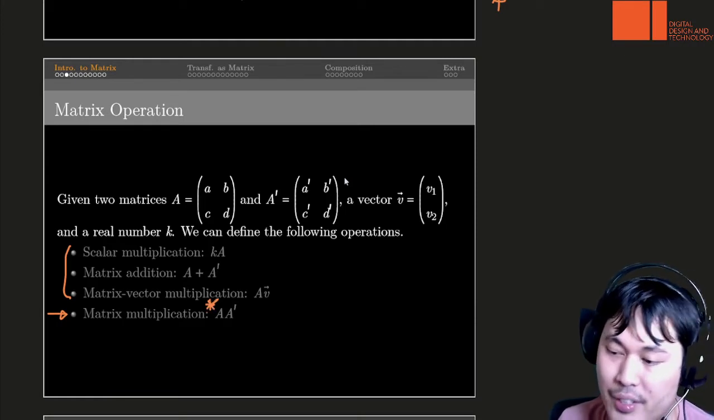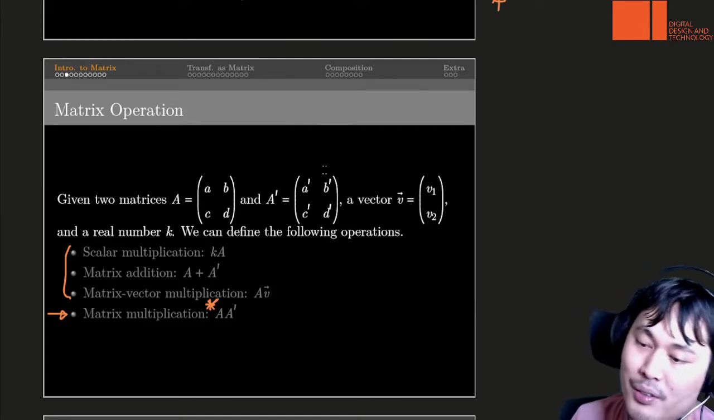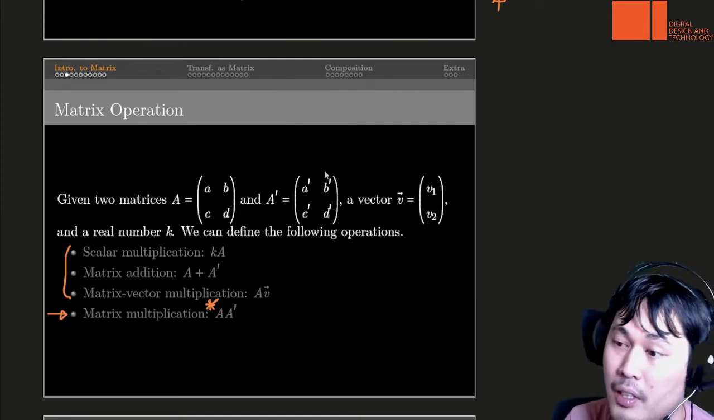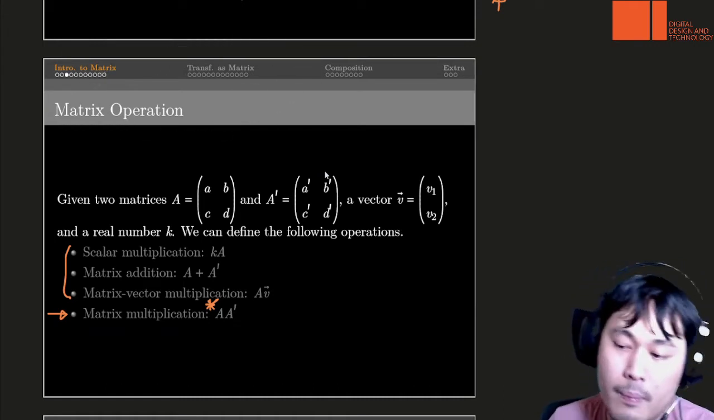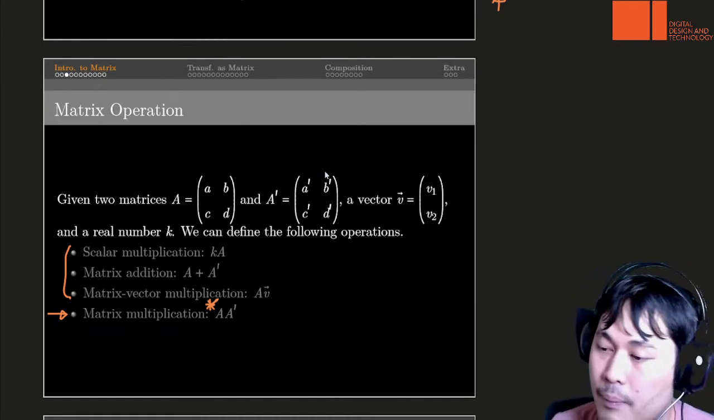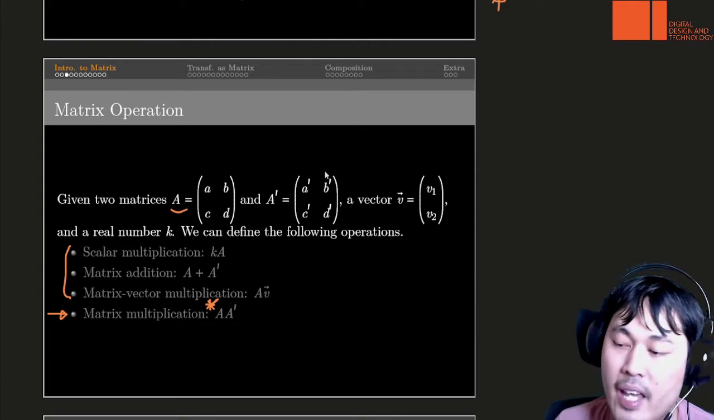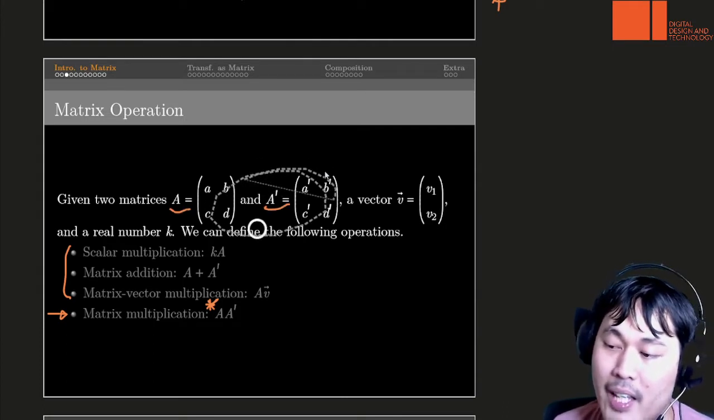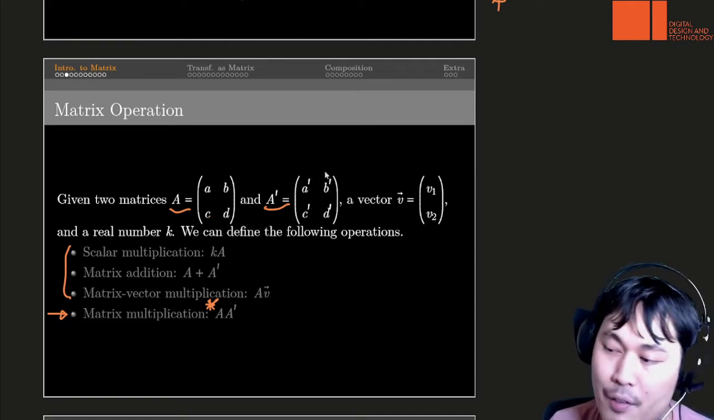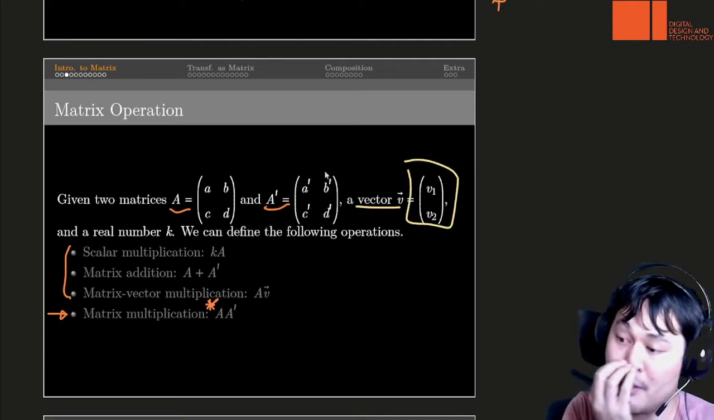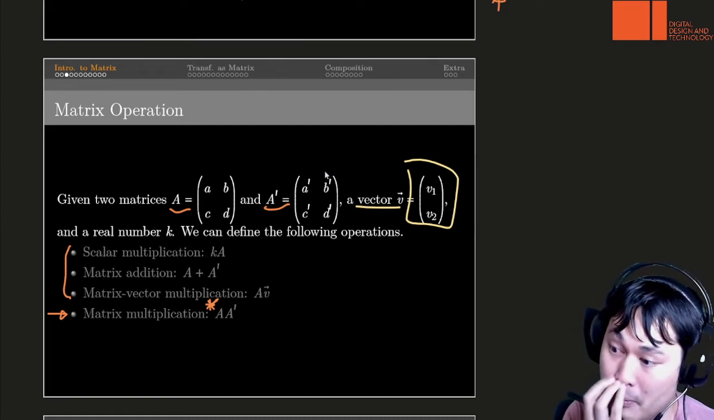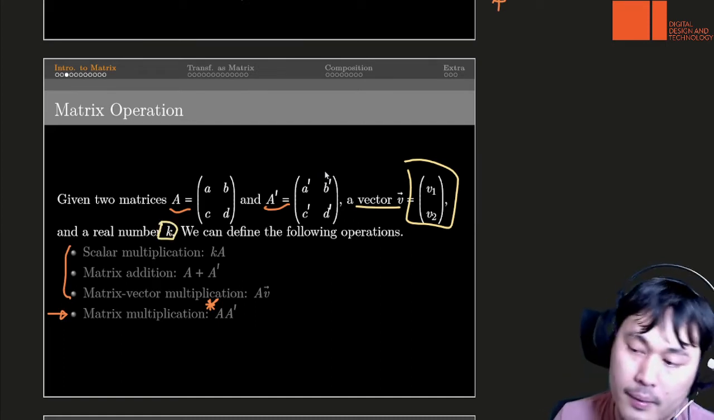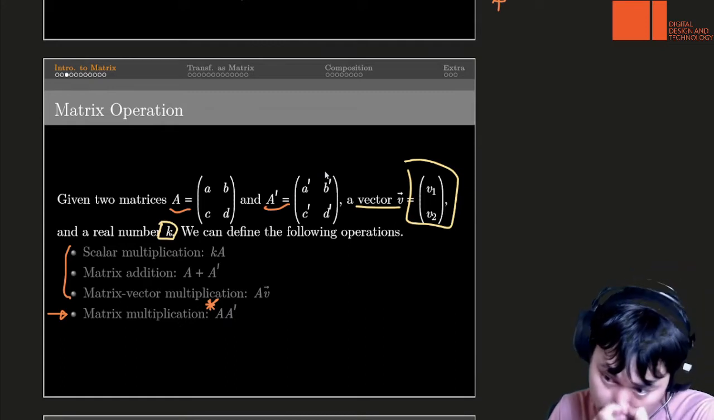It is the reason why I have to introduce the matrix notation for the study of transformations. So we can multiply, given 2 matrices, A and A prime, and a vector. So you can see that we can mix a matrix with a vector, and also a real number K. Then we can define these 4 operations.